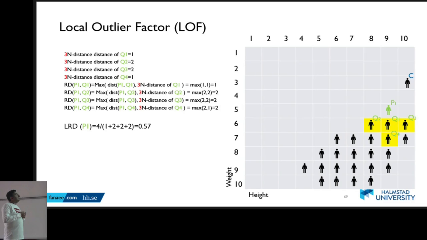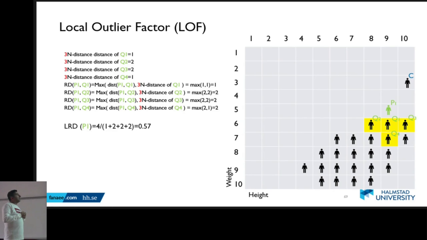Our reachability distance is defined as the maximum between the distance of P1 to each of these points and their 3N distance, which are these values. Let's compute the reachability distance of P1 to Q1. The distance of P1 to Q1 is one, and the 3N distance of Q1 is one. So the maximum between one and one is one. Let's look at another example. The distance between P1 and Q4 is two, so we put two here, and the 3N distance of Q4 is one. So the maximum becomes two.